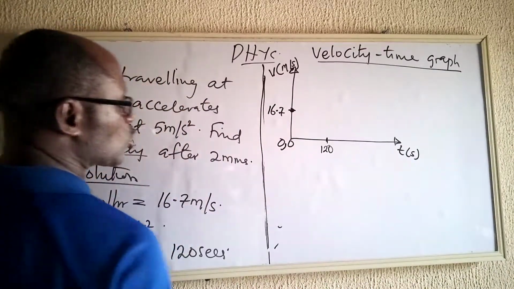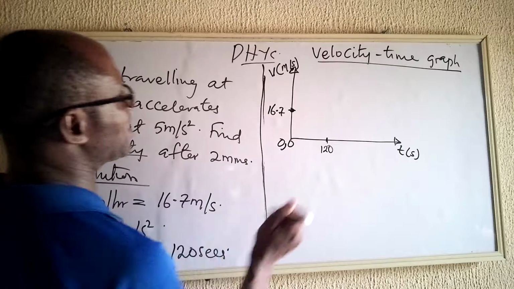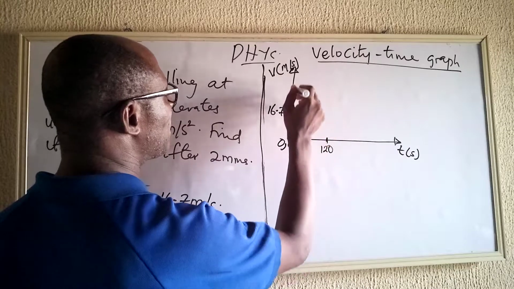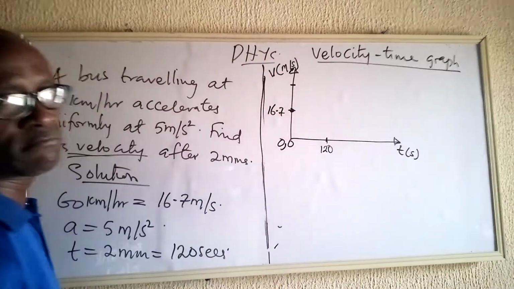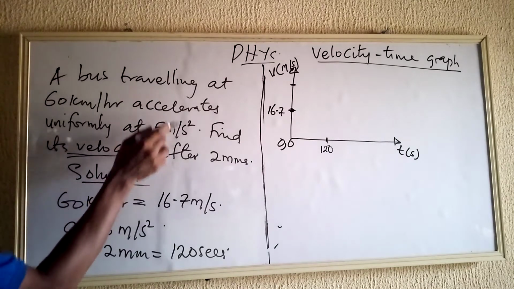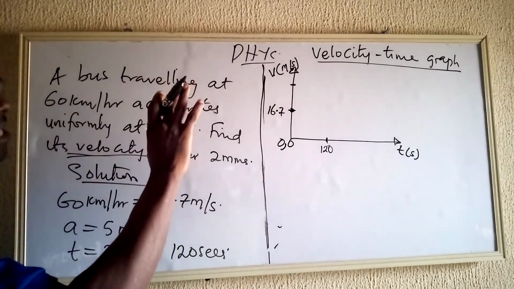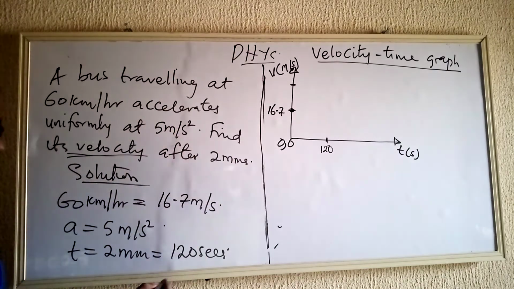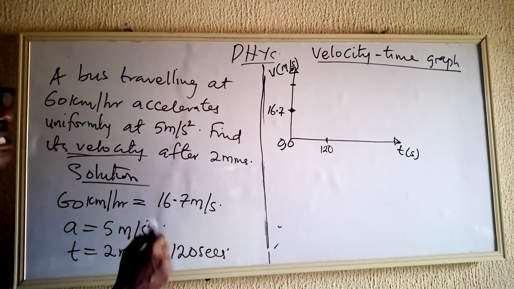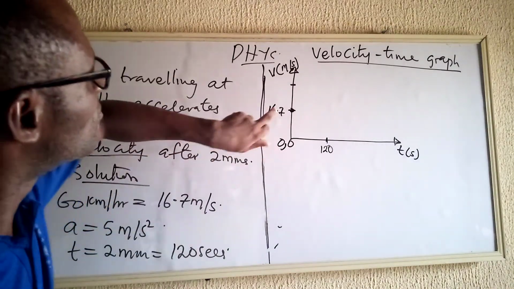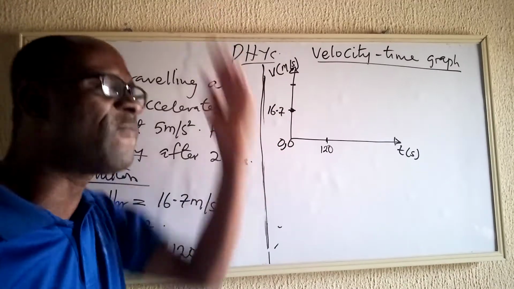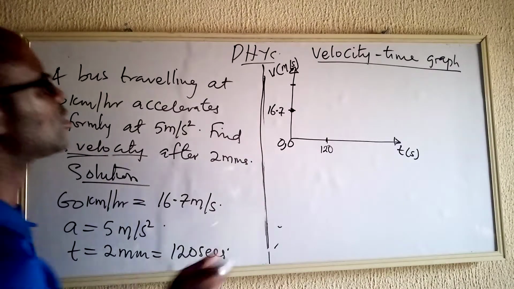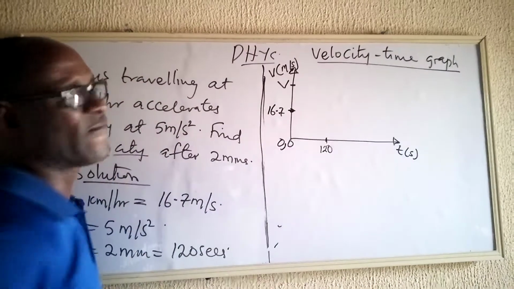Now, if I want to draw the acceleration of 5 meters per square second, that means there will be another velocity which we don't know yet. Why? Remember, when the body accelerates, the velocity will increase. That means within the acceleration of 5 meters per square second and within the time 120 seconds, the velocity of the body must have increased from 16.7 to another value that we don't know, which is what we are looking for. Find this velocity. So what do we do? Let me make this one to be V.